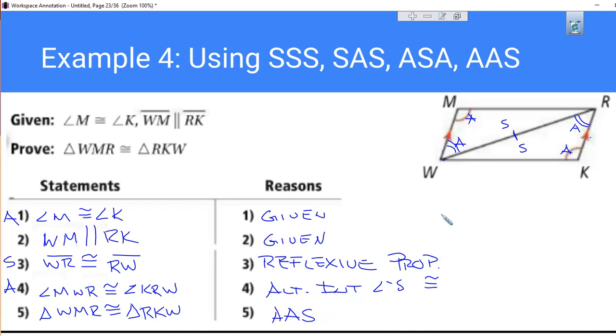All right. I want you guys to try example 5. Using side, side, side, you're going to prove, given that PQ is perpendicular to QS, RS is perpendicular to SQ, and T is the midpoint of PR, that triangle PQT is congruent to triangle RST. So pause the video, come back and check your work when you're done.